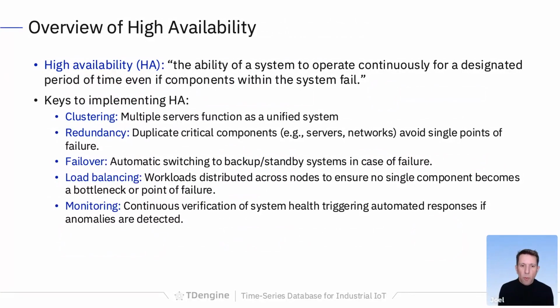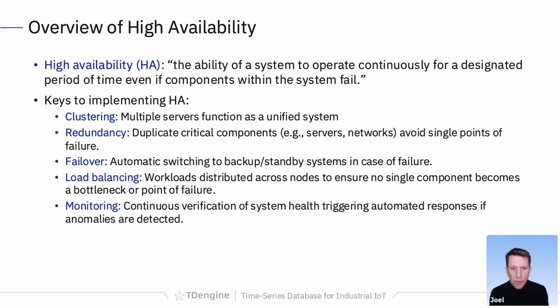Now, today's mission will be achieved through high availability. What is high availability? It's the ability to operate a system continuously even if one of the components fails. In order to have high availability, you need some key things to implement it. You need to have a cluster or multiple servers that function as a unified system. This helps to create the redundancy that's needed in having duplicate components. This redundancy allows us to fail over and have an automatic switching over to our backup or standby systems.